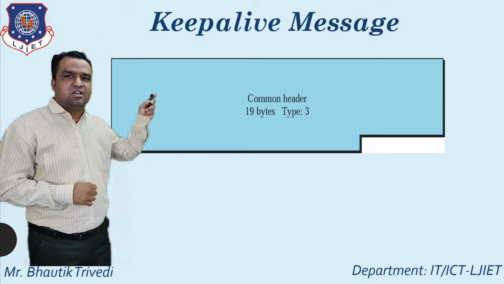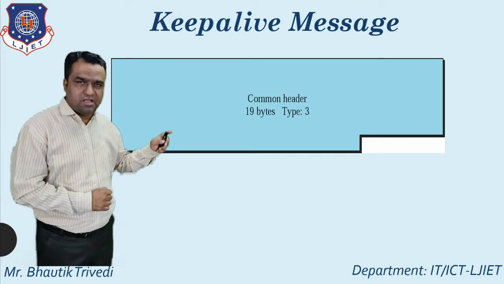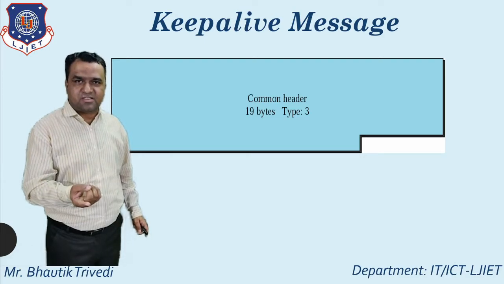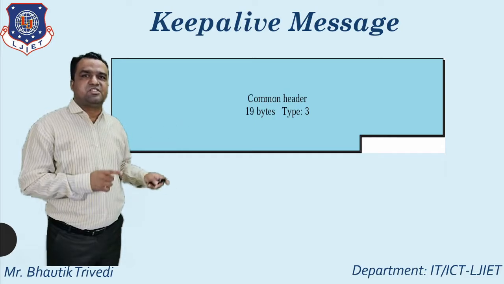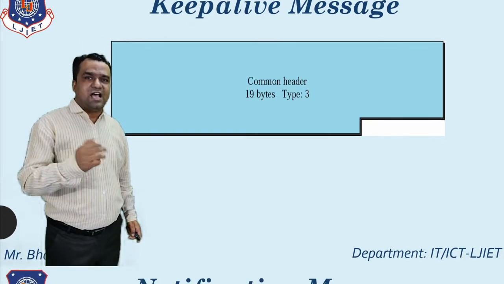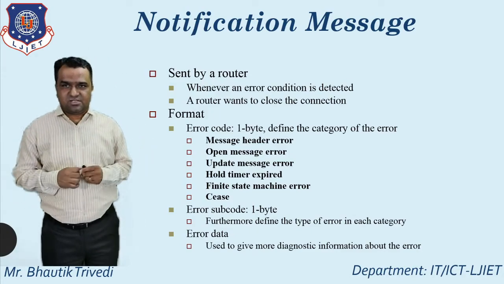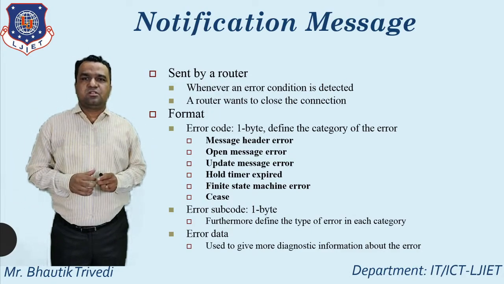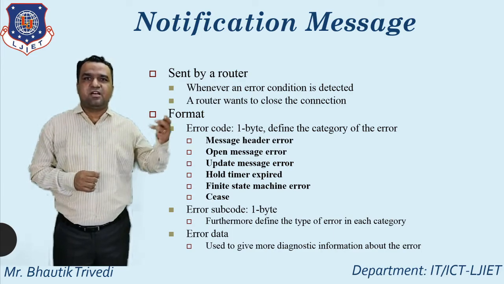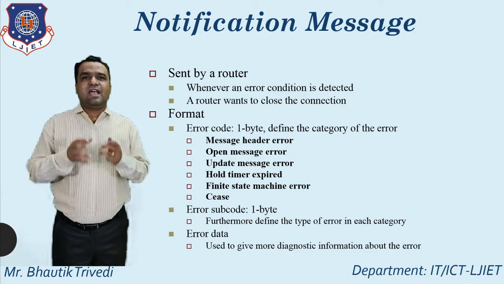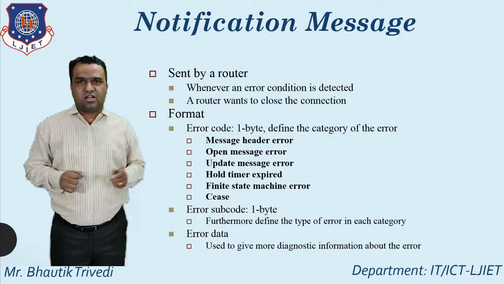Here you just see. Must remember one thing. Whenever you talk about the open message, type is equal to 1. For the update message, type is equal to 2. For the keep alive message, type is equal to 3. And the last one is known as the notification message. Why do we use the notification message? It is generally sent by a router whenever any particular error condition is detected and the router wants to close the connection.